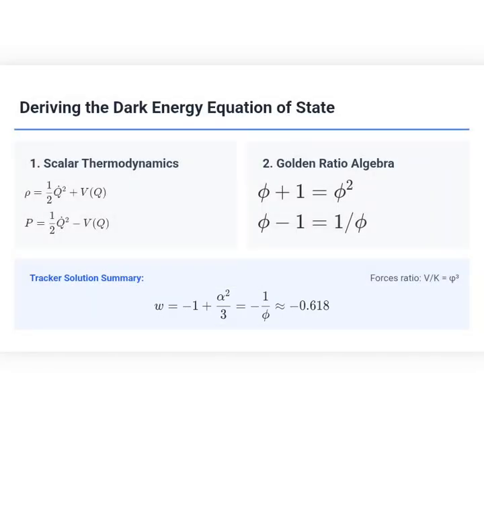The equation of state parameter w equals -1 over phi. This yields a value of approximately -0.618. Crucially, this happens because the ratio of potential energy to kinetic energy is forced by the harmonic geometry to be phi cubed. It's a stable attractor. Up next, we'll verify this numerically to see how it compares with observational data.